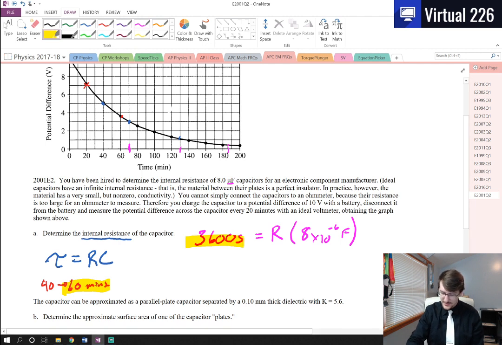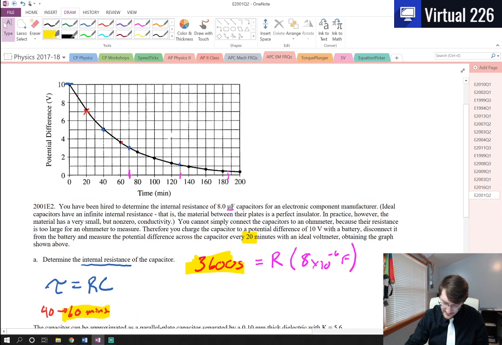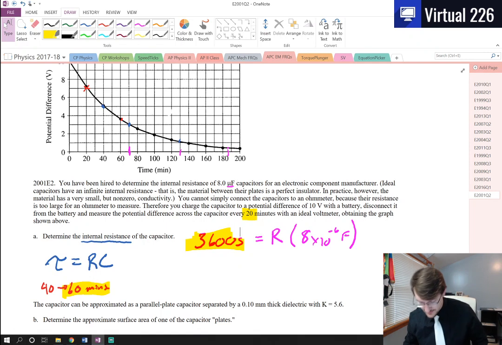Maybe this number is a little different based on what you determined for the half-life, but whatever you found in that graph, that's good enough. You have to use that graph for some sort of estimation there, so that's what we have. And because we're only measuring that potential difference every 20 minutes, 40 to 60 does seem somewhat accurate based on our curve.